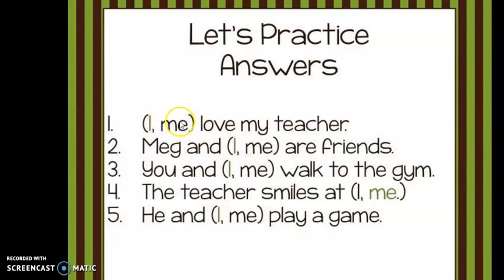The first one is supposed to be I. I love my teacher. Second one, Meg and I are friends. Third one, you and I walk to the gym. Fourth one, the teacher smiles at me. Why are we using me? Because it comes after the verb. Smile is a verb. This is an action that I can do. He and me, play a game. I will use I because the verb is here, play. If I or me came after the verb, then I would use me, right? He and I play a game.